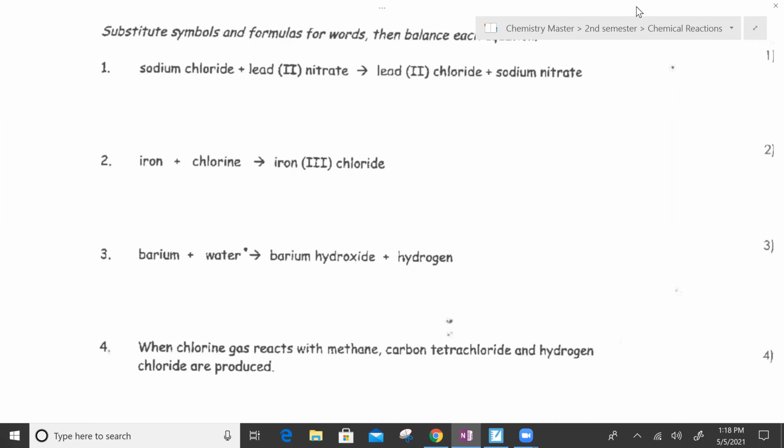So we're going to start with number one. Number one says sodium chloride plus, or and, the same thing, lead 2 nitrate. What does the arrow mean? Yield, or produces. Yes, yields or produces lead 2 chloride and sodium nitrate. Remember, we did some sample problems like this the other day.